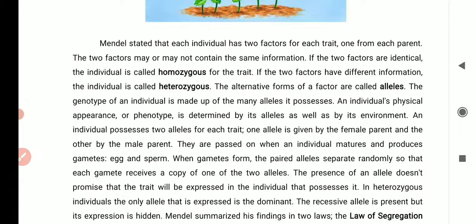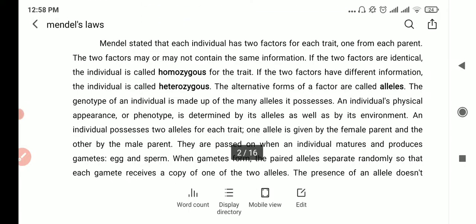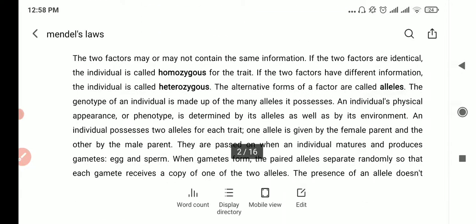Okay, so let's see. So Mendel says that for each trait there are 2 factors, that they come in pairs.